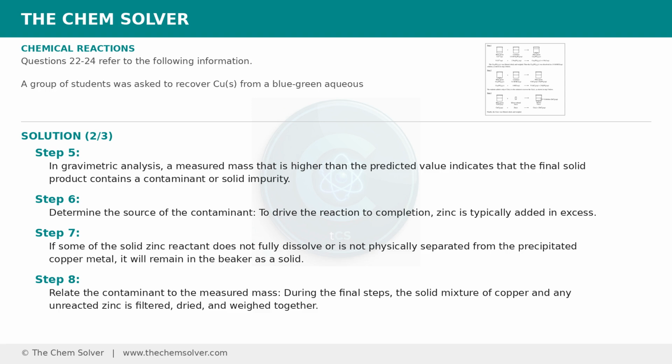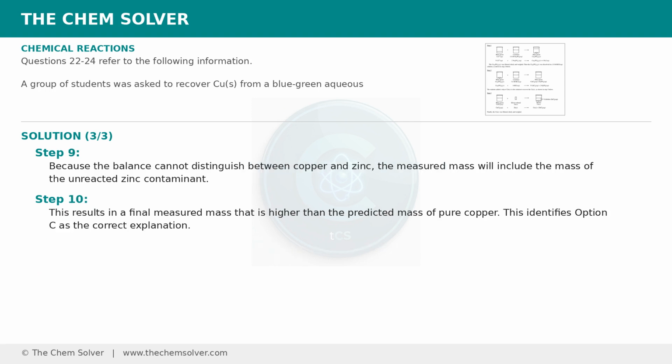Relate the contaminant to the measured mass. During the final steps, the solid mixture of copper and any unreacted zinc is filtered, dried, and weighed together. Because the balance cannot distinguish between copper and zinc, the measured mass will include the mass of the unreacted zinc contaminant. This results in a final measured mass that is higher than the predicted mass of pure copper.